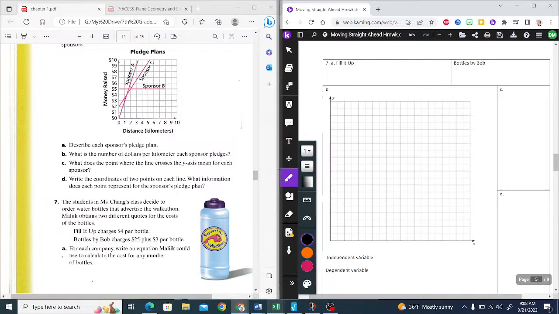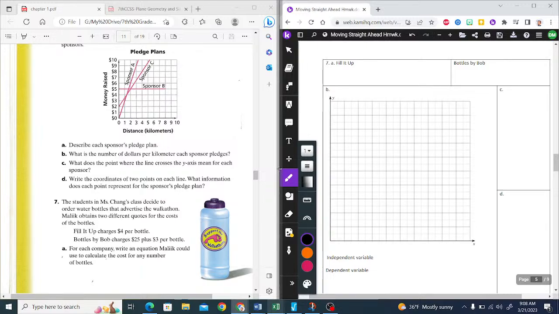For each company, the students in Ms. Chang's class decide to order water bottles that advertise the walkathon. Malik obtains 2 different quotes for the cost of the bottles. Fill It Up charges $4 per bottle. Bottles by Bob charges $25 plus $3 per bottle.